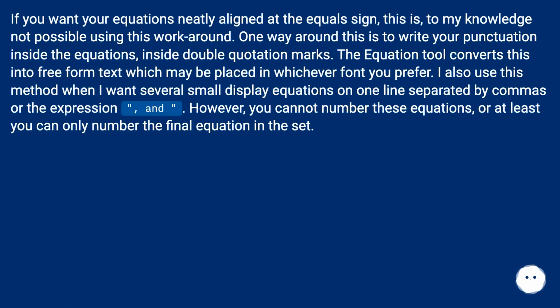If you want your equations neatly aligned at the equals sign, this is, to my knowledge, not possible using this workaround. One way around this is to write your punctuation inside the equations, inside double quotation marks. The equation tool converts this into free-form text which may be placed in whichever font you prefer. I also use this method when I want several small display equations on one line separated by commas or the expression "and". However, you cannot number these equations, or at least you can only number the final equation in the set.